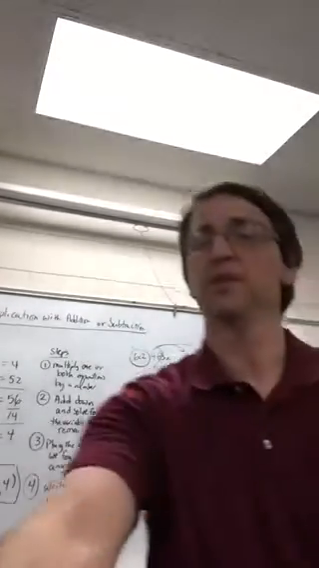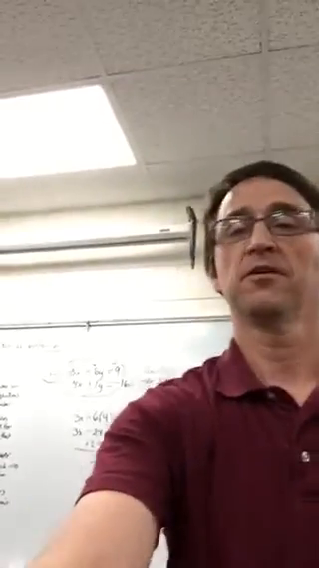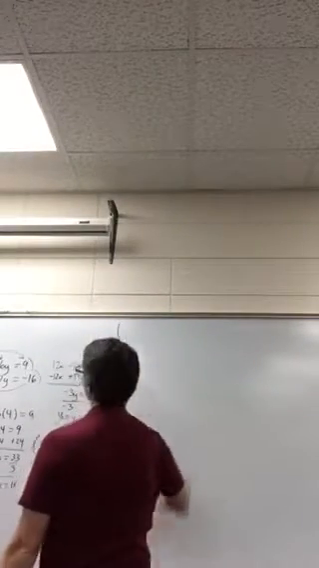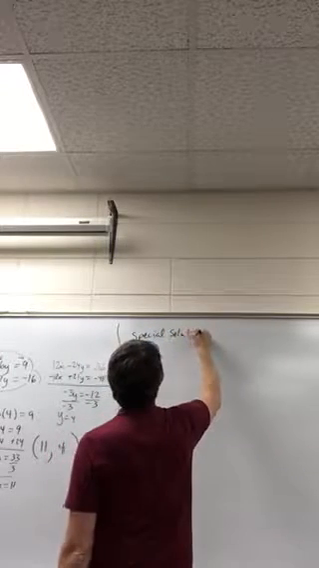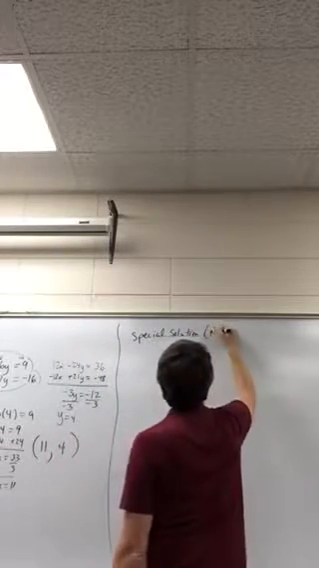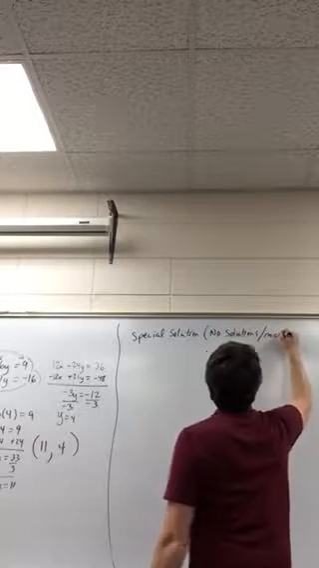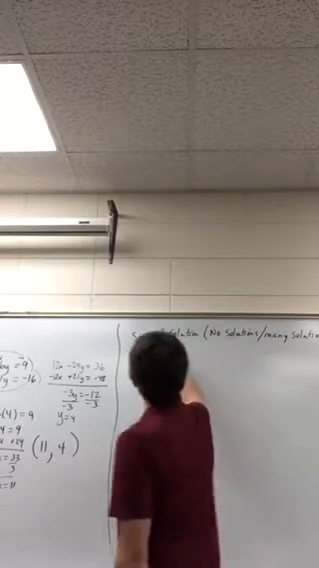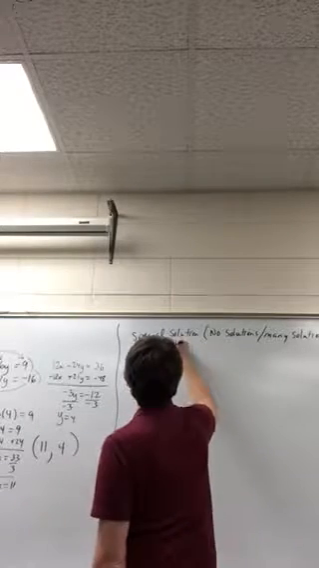Now, the other thing that we need to look at today is we have special solutions. So in order to do the special solutions, I'm going to go through a couple more examples. Now, special solutions are either you have no solutions or many solutions. And the special solutions happen when both variables go away in the solving process.